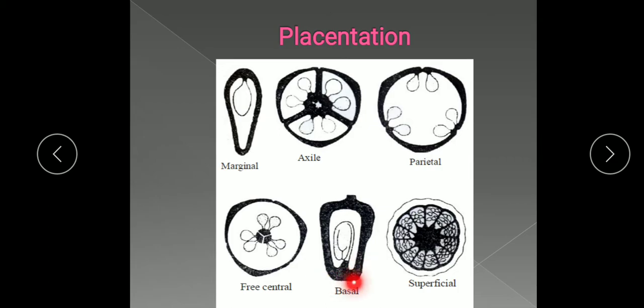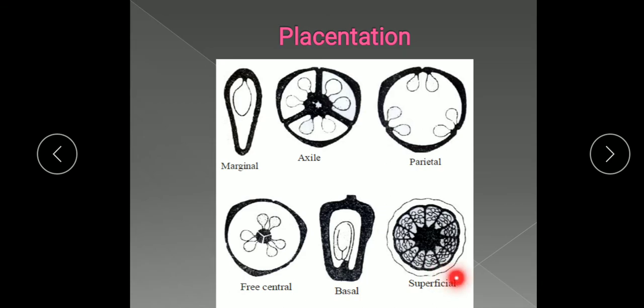Next is the basal placentation. Basal placentation, here again the ovary is unilocular, single locule, and solitary ovule appears to arise from the base of the ovary. So here ovule is only one. So ovule appears to arise from the base of the ovary as in the sunflower. Here in marginal placentation, ovules may be more, not necessarily one, but in basal placentation, ovule is one, solitary ovule. Example, sunflower, Helianthus.